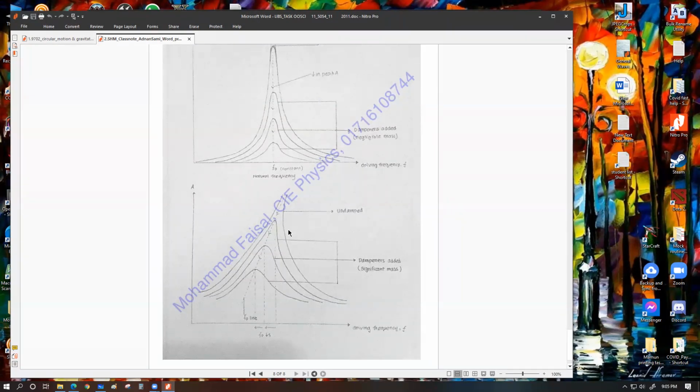Then you have to judge for those scenarios whether the new addition of the damping mechanism does add significant mass to the system or not. If it does, then you have to shift the crest of the curve a bit to the left, and obviously the curve has to be lower.